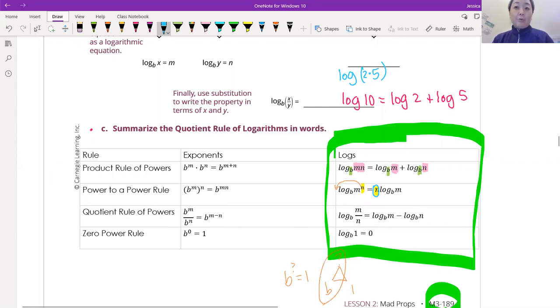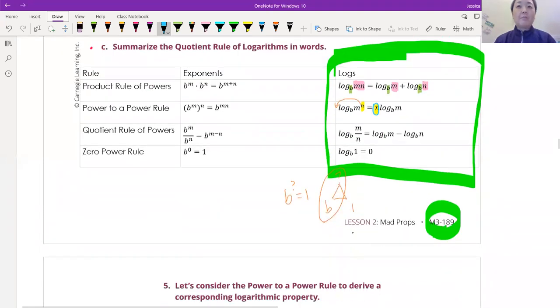And then for the quotient rule, notice that this is m minus n. So same thing here. We're just going to subtract the two exponents, right? So log base b of m minus log base b of n. All right. And then log base b of 1.